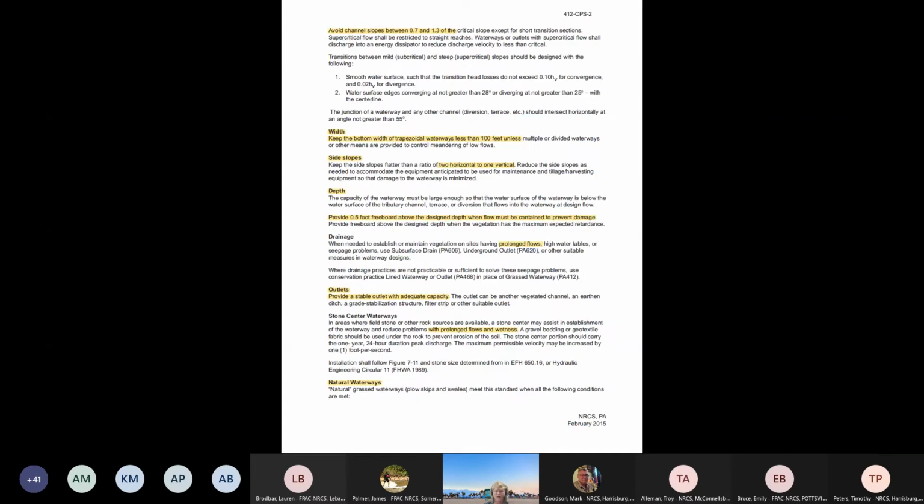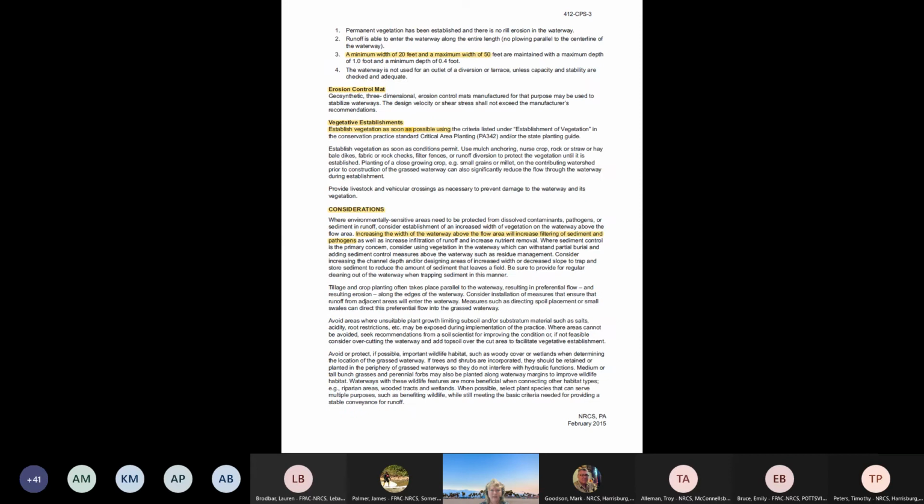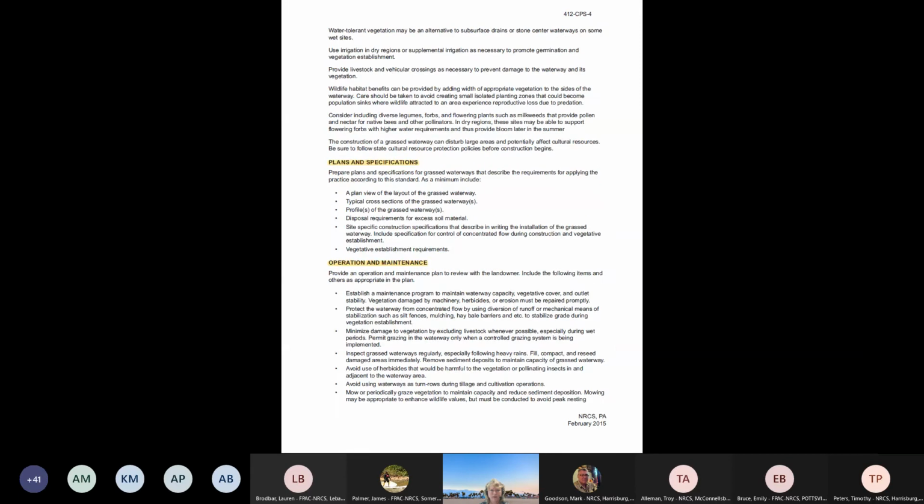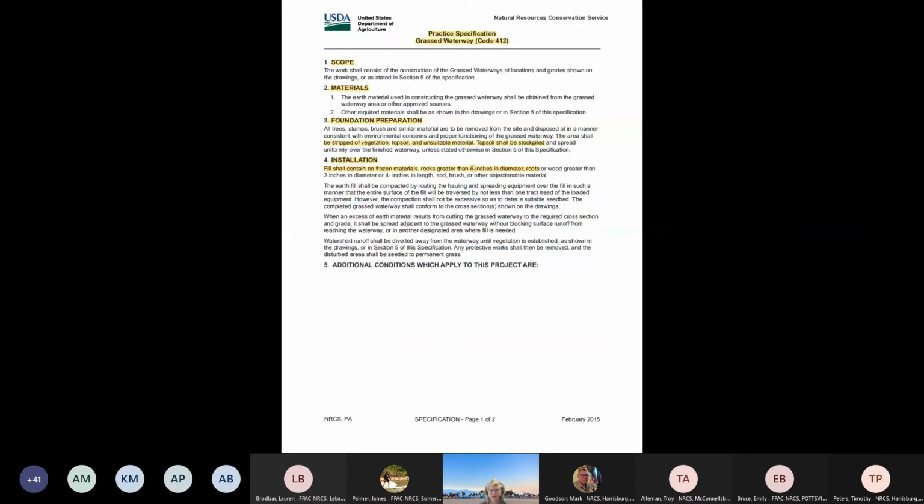This is just a good guide to get some guidance on general things, like slopes to avoid, this 0.7 to 1.3, the width less than 100 feet, things like that. So I'd run through and highlight the information that seems pertinent, so you can talk freely with a farmer. You know what you need to obtain for design.